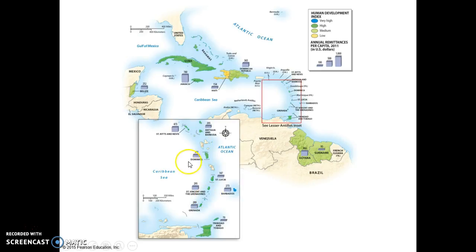And you can see some of the Lesser Antilles, they have very high Human Development Index, and Barbados has very high Human Development Index. This graph also shows you the remittances per capita. So we can see that Jamaica leads the way as far as remittances to the country. Most of them would actually be coming from the US.